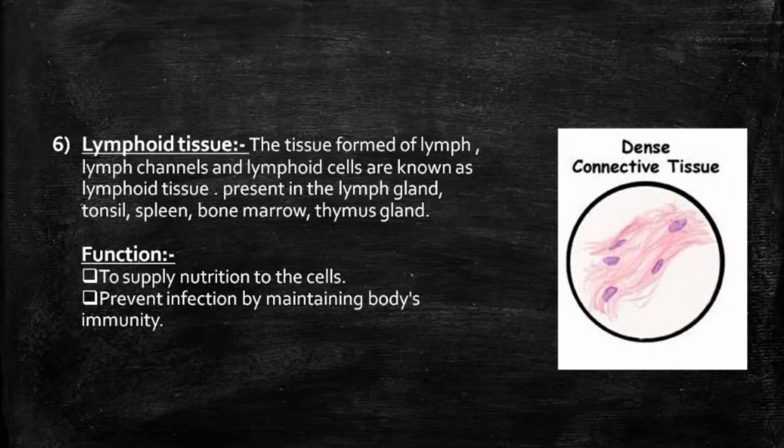The last type of connective tissue is the lymphoid tissue. The tissue formed of lymph channels and the lymphoid cells is known as lymphoid tissue. They are present in the lymph gland, tonsil, spleen, bone marrow, and the thymus gland. We should know that the lymphoid tissue contains WBC but not the RBC. The functions of lymphoid tissue are to supply nutrition to the cells and to prevent infection by maintaining the body's immunity.